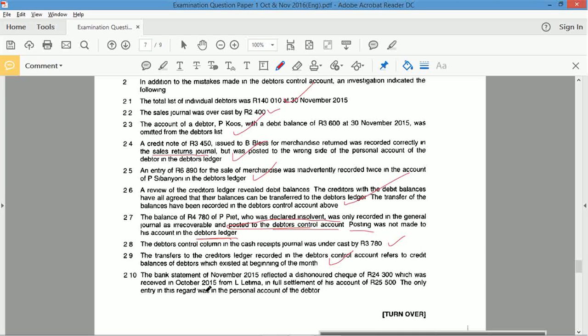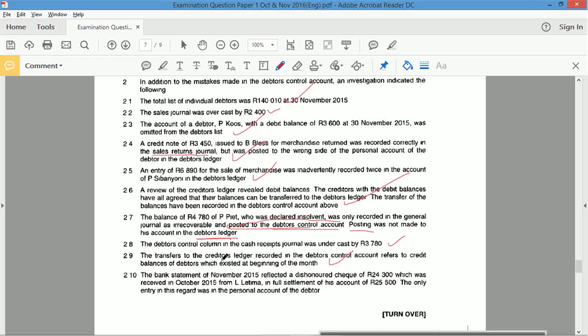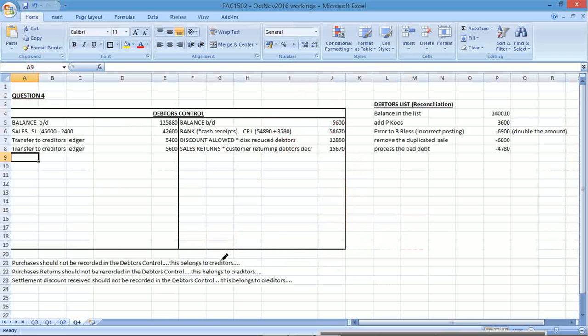2.1. Bank statement reflected dishonored check which was received in October from L in full settlement of his account. The only entry in this regard was in the personal account of the debtor. Okay, so that means you affected the debtor, you didn't affect the debtor's control. Okay, so I need to affect the debtor's control. Dishonored checks will do what to your debtors? Think about your bank recon. Where did you put dishonored checks? It's an expense. Yes. Okay, you put it through to the cash payments. Good. Okay, so cash payments, you credit the bank, you debit the debtors. Okay, so bank here, asterisk, check RD.